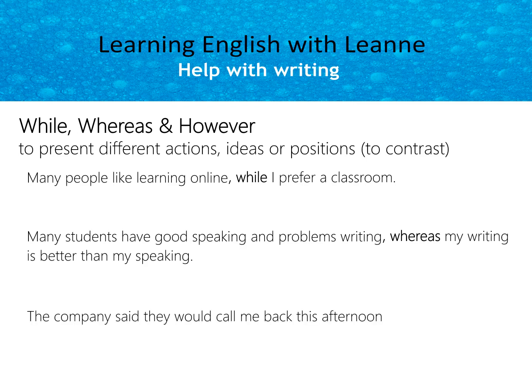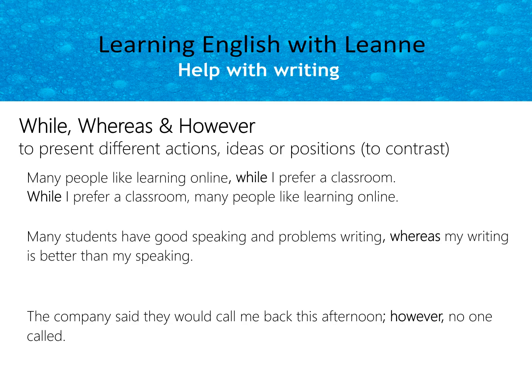Another example here is about an action that should happen, using however to show, but this did not happen. So the company said they would call me back this afternoon, however, no one called. A contrasting action. We can start our sentences also with these. So here's our first example using while. While I prefer the classroom, then we can use a comma here to add the other contrasting position.